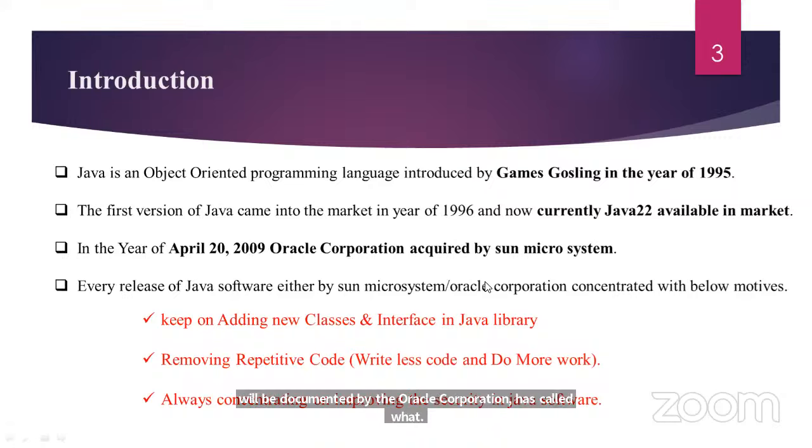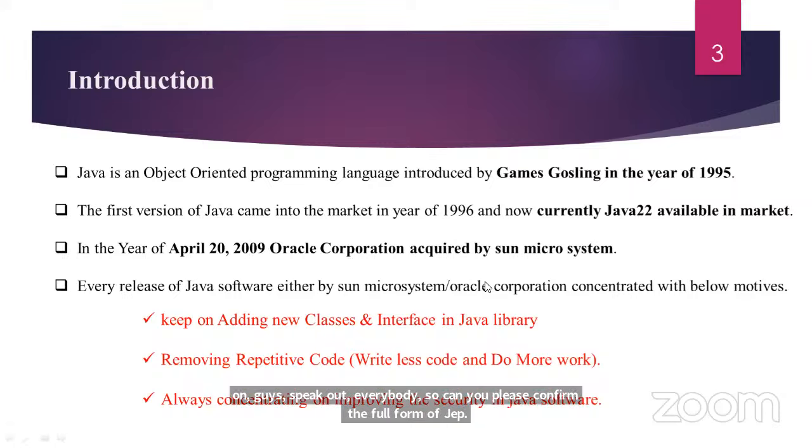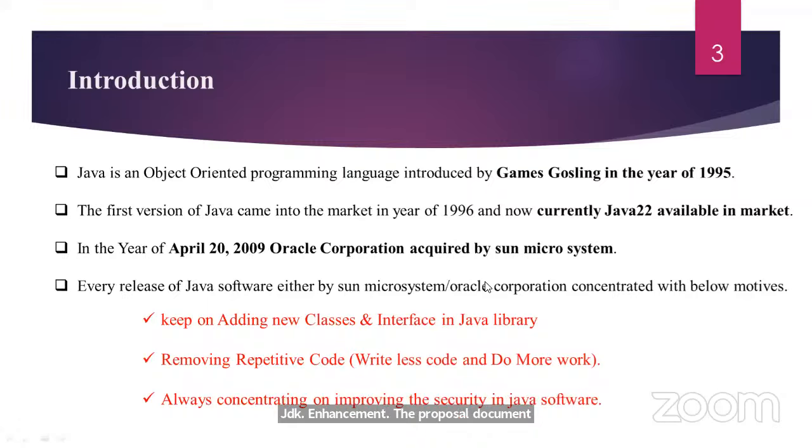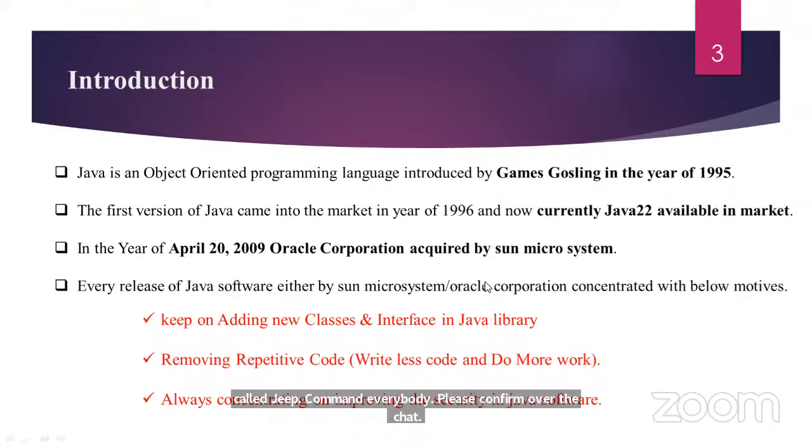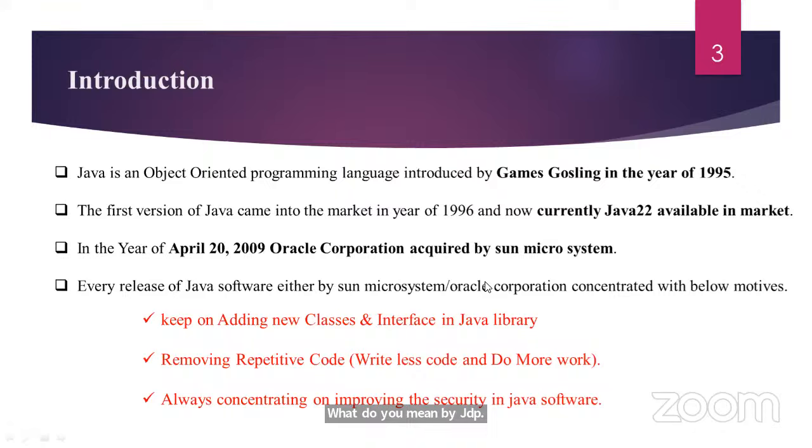JEP. Come on, guys, speak out, everybody. Can you please confirm the full form of JEP? JDK Enhancement Proposal Document. Each and every feature of the related Java version will be well documented by Oracle Corporation in the one document called JEP. Everybody please confirm over the chat. What do you mean by JEP, guys? Yes, JDK Enhancement Proposal Document.